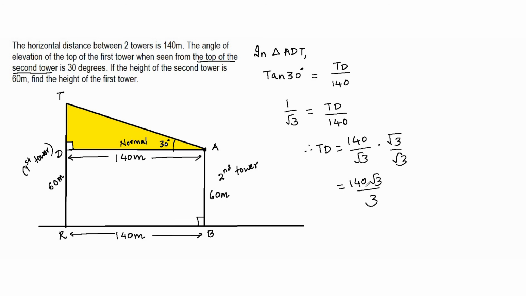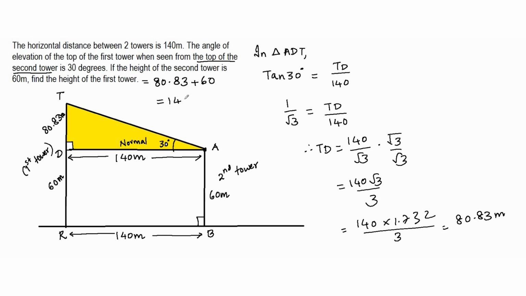Divided by 3. And that's 140 multiplied by 1.732 divided by 3, right? And therefore that answer is 80.83 meters. Therefore this length is 80.83 meters, and therefore the total height of the first tower is going to be 80.83 plus 60, which is going to be 140.83 meters. This is the height of the first tower. So this is how we solve this particular problem.